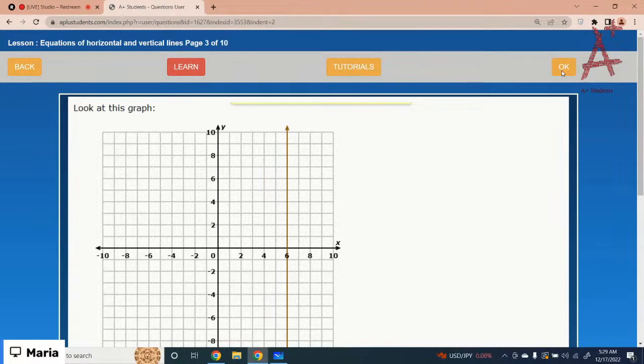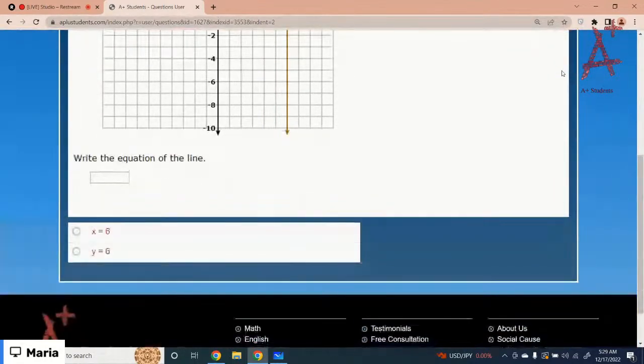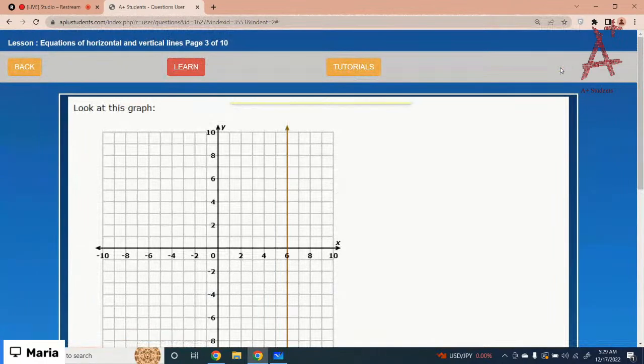Okay, look at this graph. It is a vertical line and the line is passing through the x-axis. Got it? So which is the correct option? The equation is then, which is the correct option, x equals 6 or y equals 6? It is the vertical line, that means passing through the x-axis, that means the equation must be x equals 6. Got it? So the correct option is x equals 6. Just select the correct option, then click on the OK button.